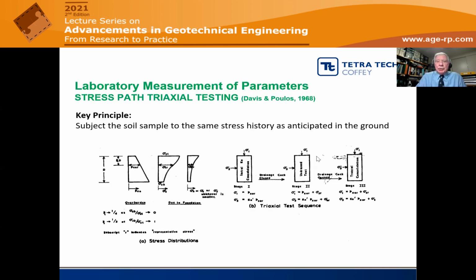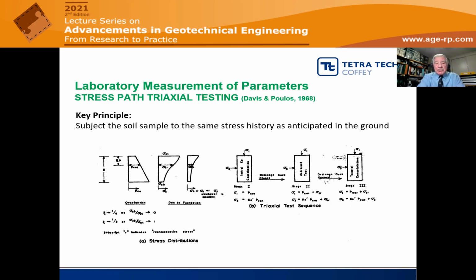Just now getting on to how we get those parameters, the E' and U'. One of the earlier methods was through stress path triaxial testing. The principle of this method of testing, and it was also developed almost contemporaneously by Professor Lamb at MIT, is that you try and subject the soil sample in the lab to the same stress history as that anticipated in the ground.